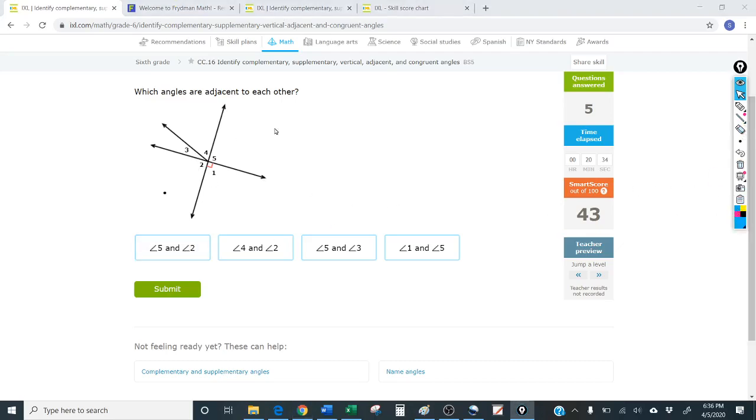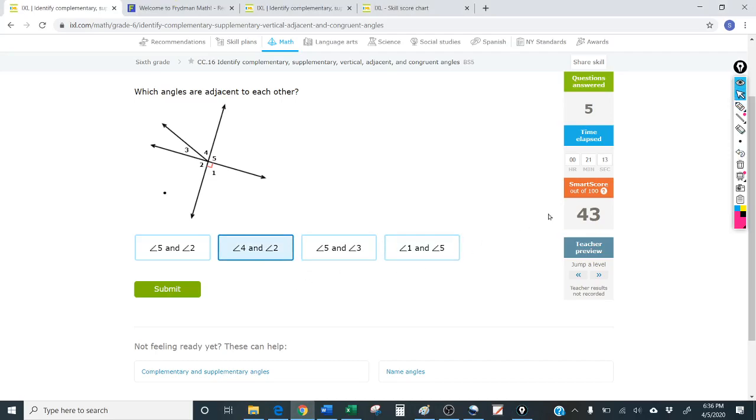Let's see. Here's angle 5. And here is angle 2. Okay, angle 5 and angle 2, they actually do share a common vertex. However, they do not share a common side. Angle 5 and angle 2 would be vertical to each other, but they are not adjacent. They are not next to each other. Let's see. What's the other option?